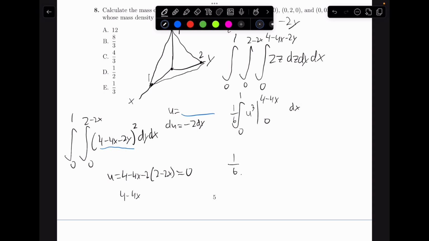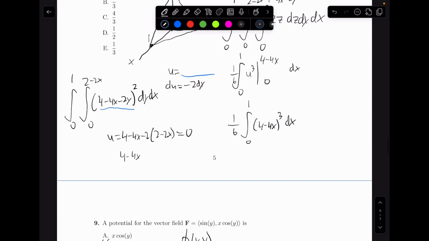So we're still at 1/6 times the integral from 0 to 1 of (4 minus 4x) cubed, all dx. Okay, and here's the final part. Hopefully I don't do it wrong, but oof. Now it is time to integrate this. I am belaboring the point, but we are at negative 1 over 24 times another 4, and now we're evaluating the integral of (4 minus 4x) to the 4th power from 1 to 0.